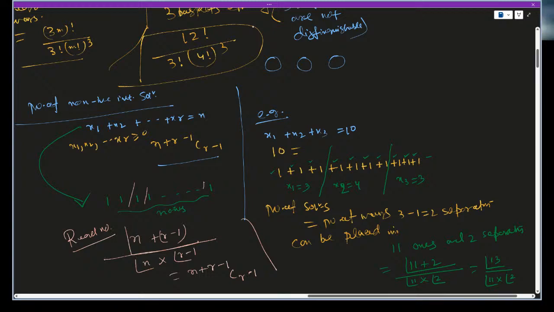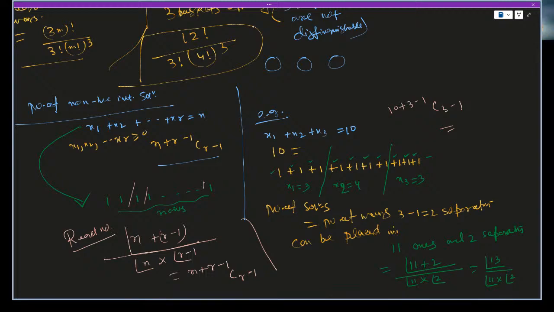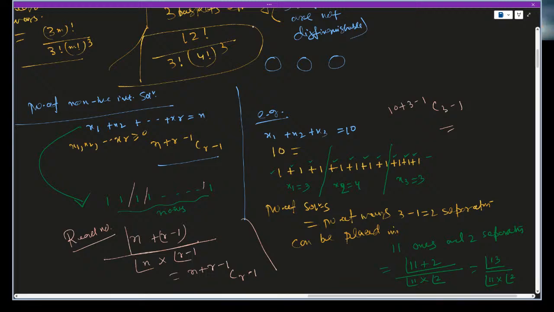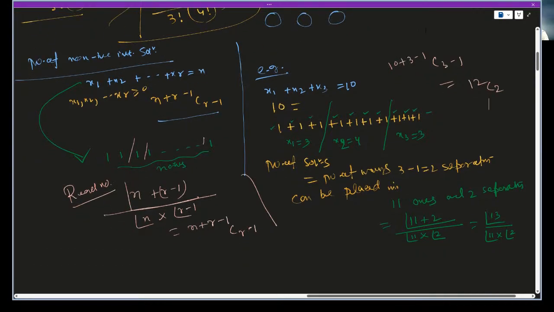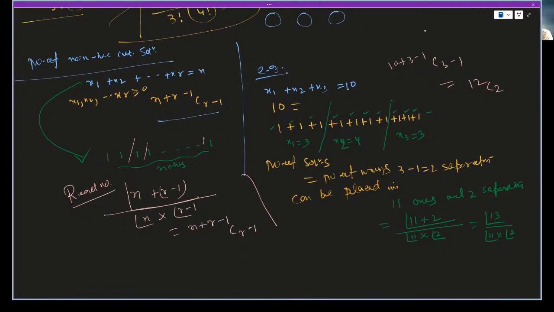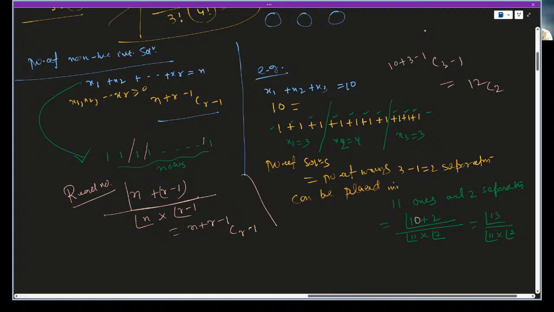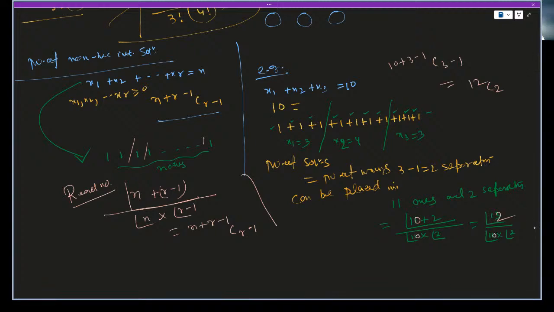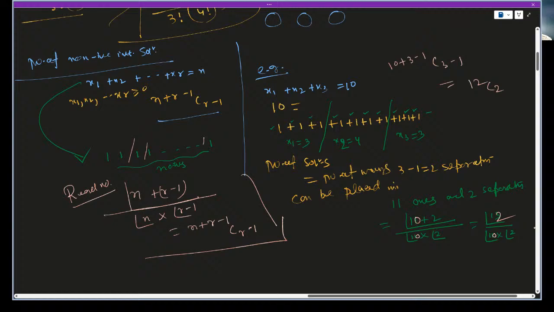Here I have used that. It is 10 plus 3 minus 1. This is how much? 12 C2. Why did I get 13 C2 here? I got 13 C2 here. Am I wrong or right? So we are supposed to do arrangement of 10 ones and 2 separators. Isn't it? So factorial 12 by factorial 10 factorial 2. This is the formula you remember.